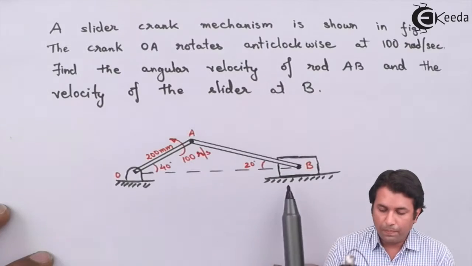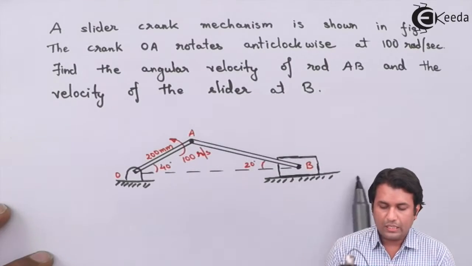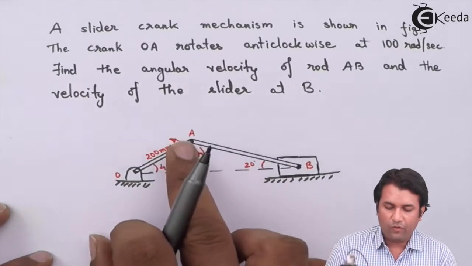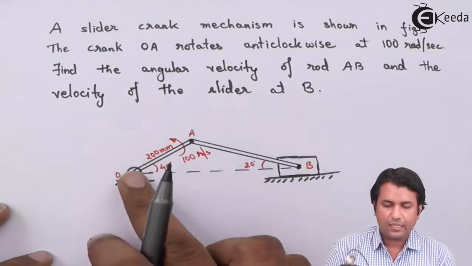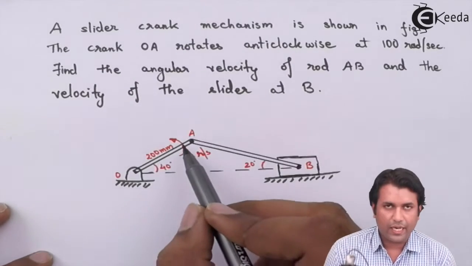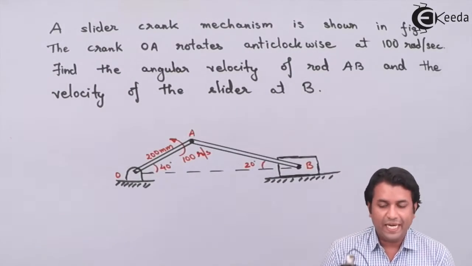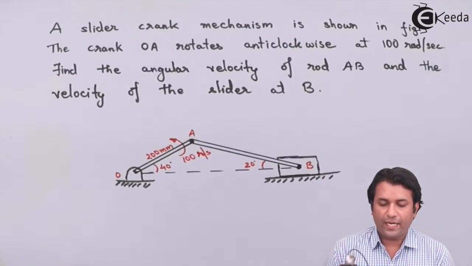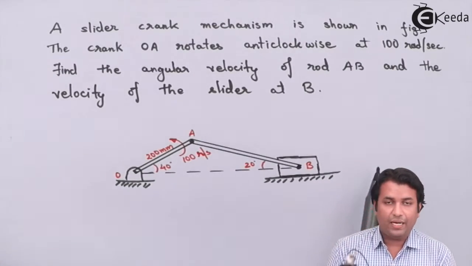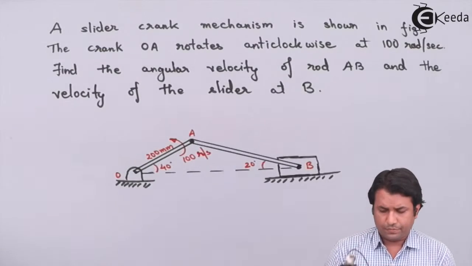I mean the block B is going to reciprocate on this surface, whereas this link AB is going to follow the path that link OA is going to give. Now in this case it is going in the counterclockwise direction. So in this question what we need to do is find out the angular velocity of the rod AB and the velocity of the slider which is at B.